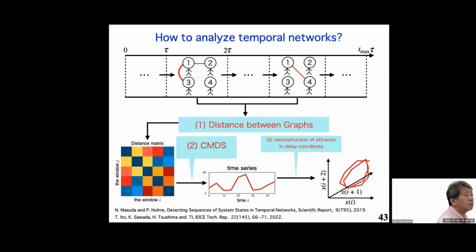So for each state, we first compute the distance between two states. We can compute the distance matrix between the network in the ith window and the network in the jth window using the distances between graphs. The horizontal axis and the vertical axis of the distance matrix can be thought of as time indices.